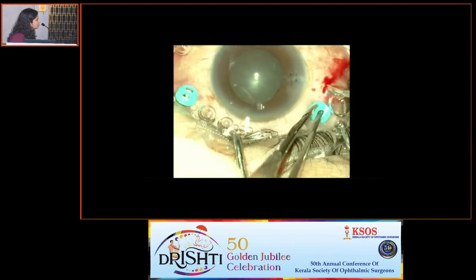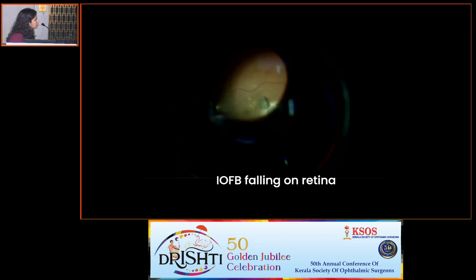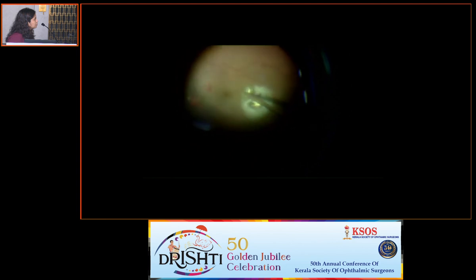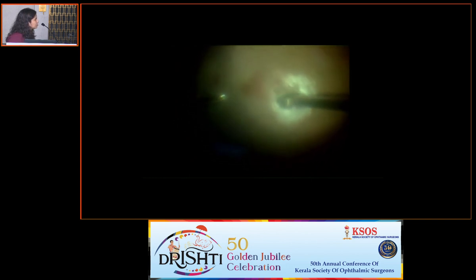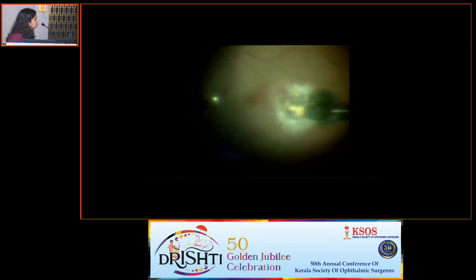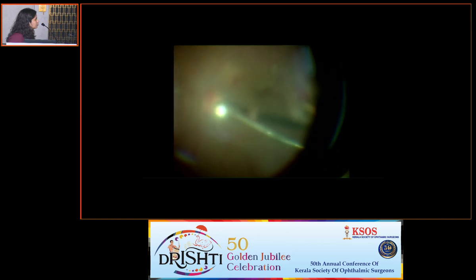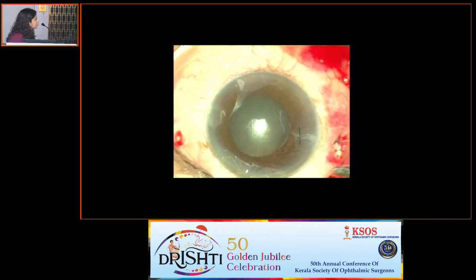Here, the surgeon is trying to remove the IOFB with a forceps. We can see that the IOFB is falling on the retina multiple times. If he had used a bimanual method, as we have discussed earlier, this could have been prevented. The take-home message in this case is the importance of hemostasis in deep intraocular foreign body, and once again highlighting the importance of the bimanual method.